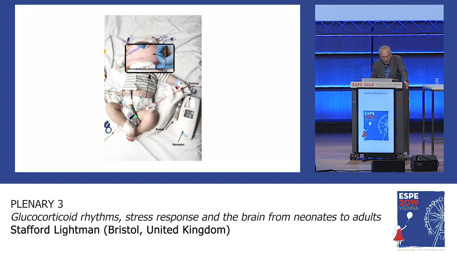This is a child who has had cardiac surgery. Basically, he's got this little catheter under the skin, and it's nothing compared to all the other things, just drains and various other things that are stuck into him. So I just want to show you what happens to the HPA axis in infants and children undergoing cardiac surgery.